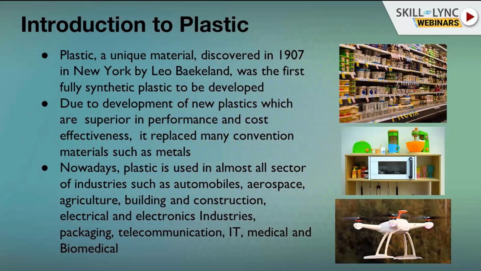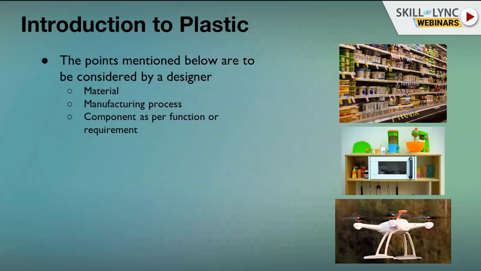Nowadays, plastic is used in almost all sectors of industries such as automobile, aerospace, agriculture, building and construction, electrical and electronics, packaging, telecom, IT, medical and biomedical. Almost in all industries, we are using plastic right now. The important points below are to be considered by the designer. When you are designing any plastic part, these three things are the most important. This is the core thing every designer should know.